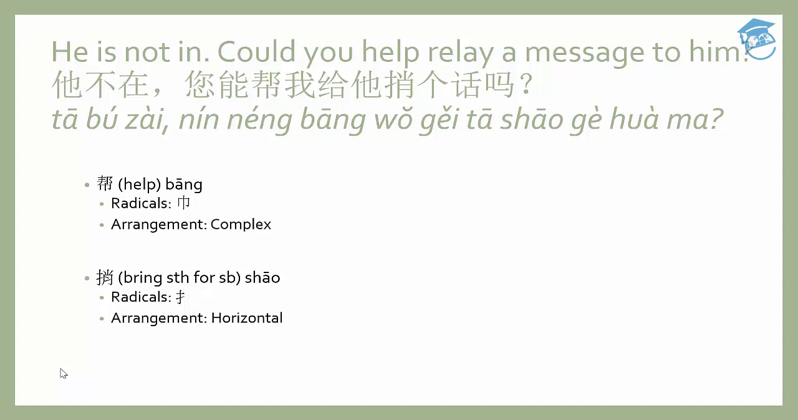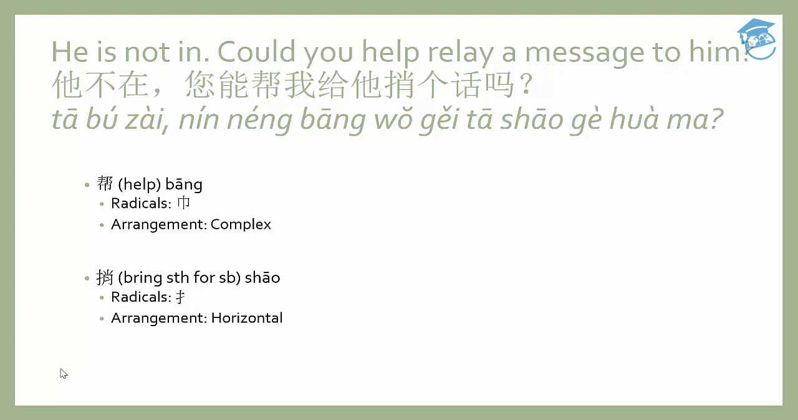Okay, 给他, of course, it's like give him, but in this context, it's more like to him or for him. And 捎个话 is relay a message. So you have learned that 话 is the spoken word, but in this context, it can be interpreted as a message. Because if you use the word message there, it would be quite formal. So in an informal context, you can just say 话, instead of the other word in Chinese for message.